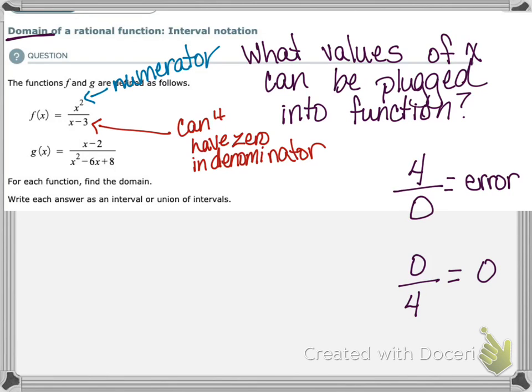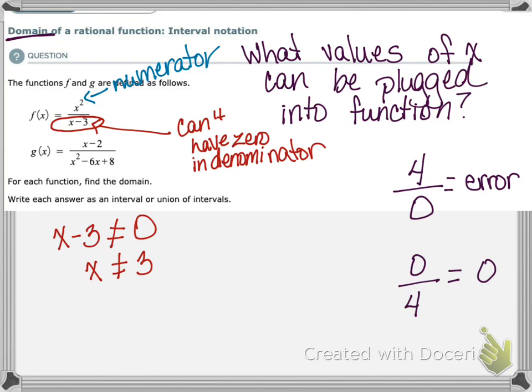Okay, so let's look at our first one right here. I am just looking at this x minus 3. So I am going to say x minus 3 cannot be 0. And so when I solve that, I get x cannot be 3.